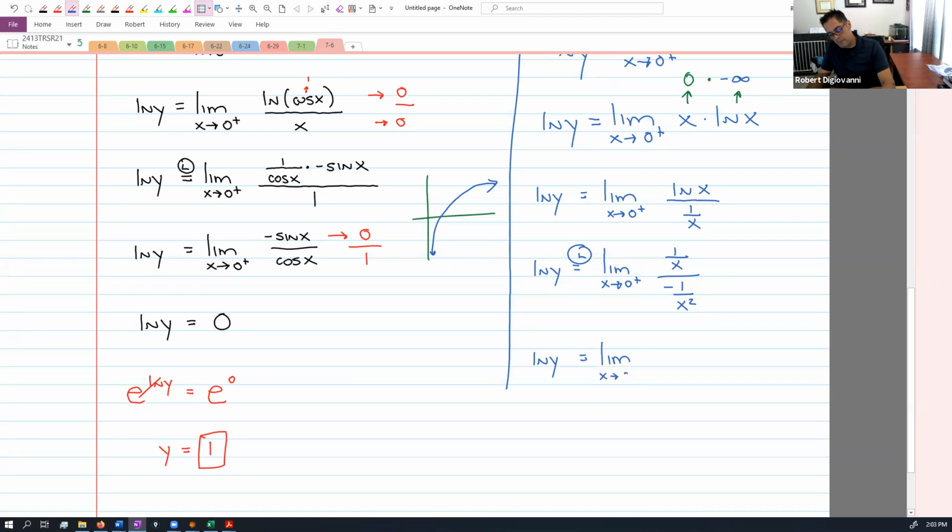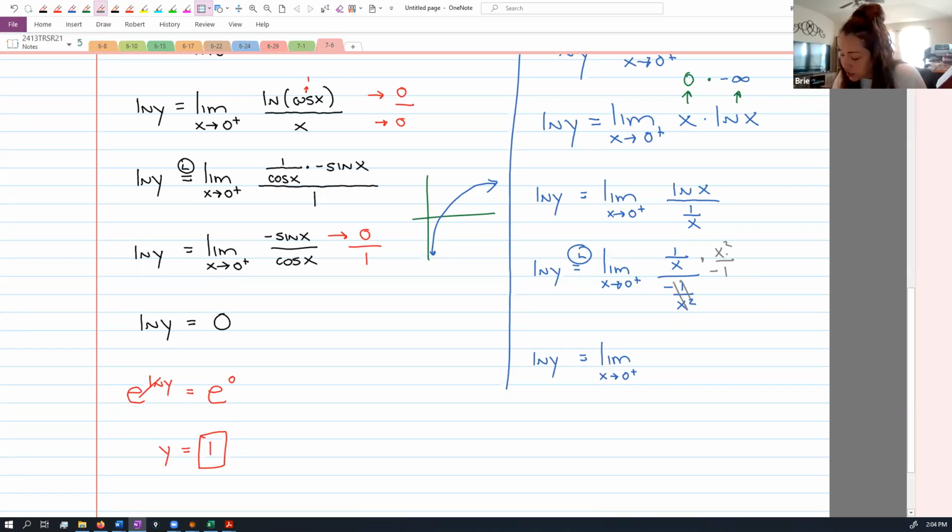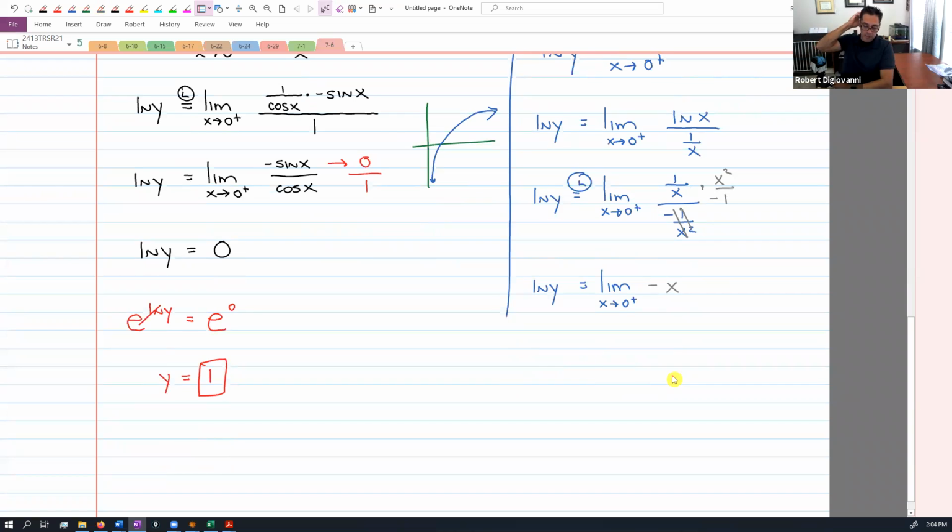Now what? Then I multiplied the numerator by the reciprocal of the denominator. So x squared over negative 1. And then I got x squared over negative x, which would become just negative x. There you go. All right, good. Now what?